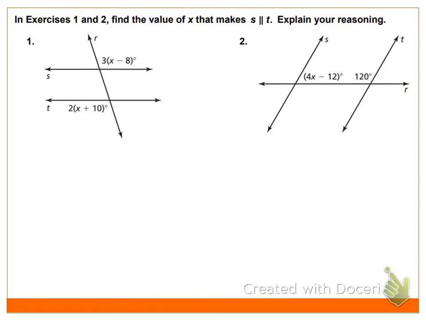So we're on the last page. It says find the value of x that makes line S parallel to line T. Explain your reasoning. Again, we're going to list the relationship and whether they are congruent or supplementary. So what relationship do these two angles have? They're alternate exterior. So you do need to write down they're alternate exterior, which means if the lines were parallel, what do we know about alternate exterior angles? They're congruent.